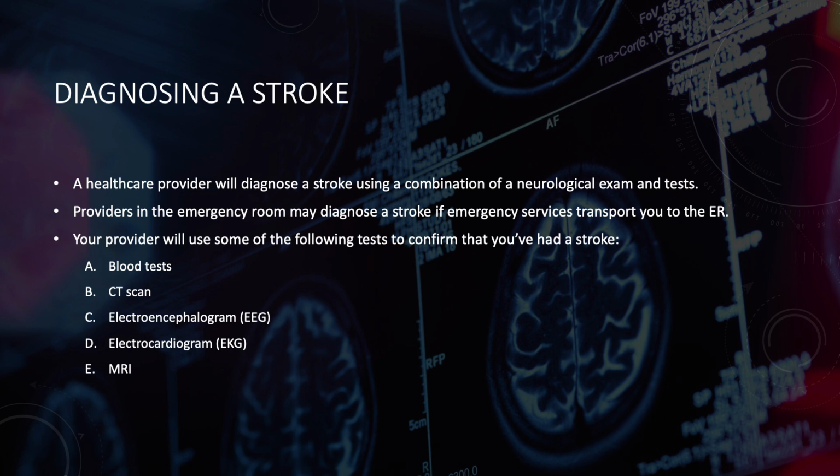In some cases, providers could use EEGs to measure electrical activity in the brain, EKGs to check for heart rhythm or atrial fibrillation, and MRI can also be used to provide detailed images to confirm such details.